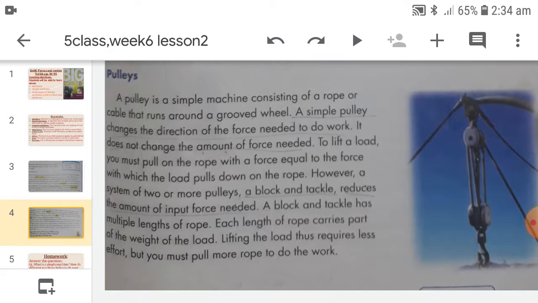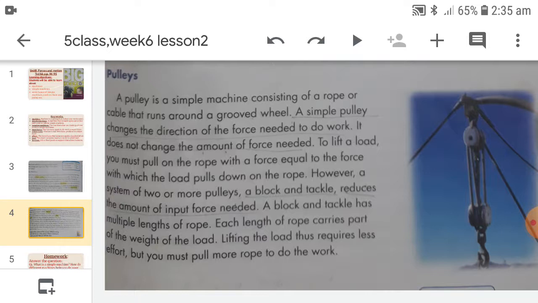Now there are two types of pulley. These are simple pulley and complex pulley. Complex pulley is also called block and tackle. You probably have seen a pulley which is being used to bring water out of a well. This is actually a simple pulley that is easily used in the villages to do so. So the two types of pulley are simple pulley and block and tackle, or complex pulley.